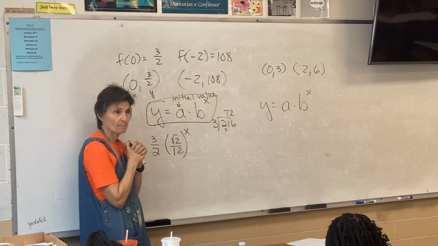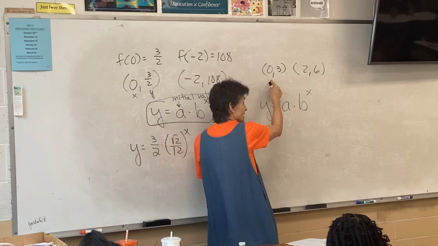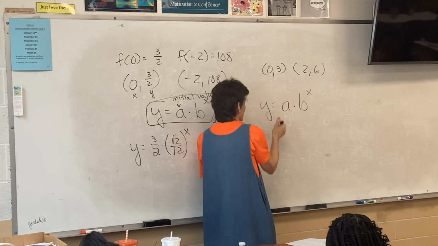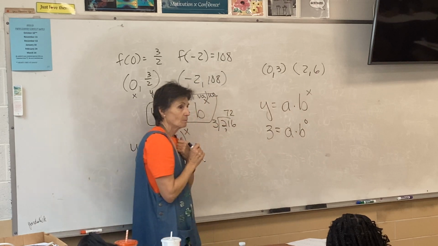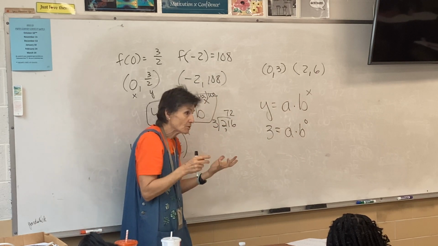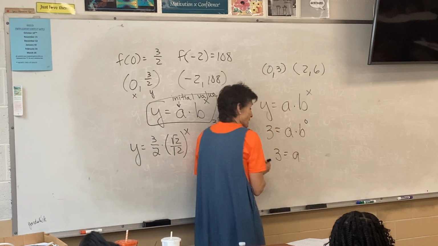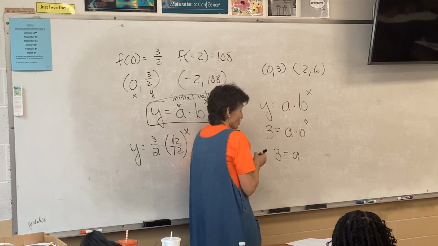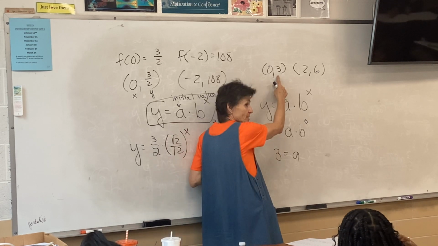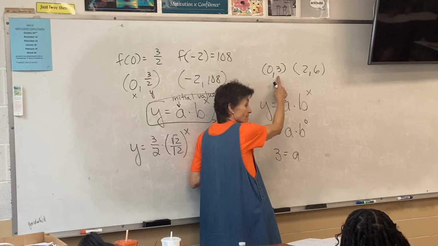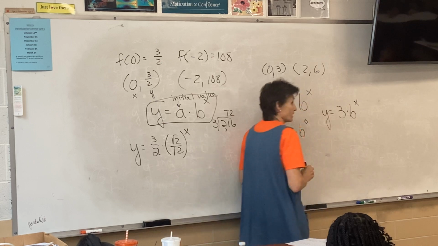We have to find A and B. You plug in the first equation, so you take this point right here. 3 equals A times B to the 0. Well, what happens? A turns out to be 3. That's gonna happen every time. So I'm okay if you can remember that. You can kind of skip this step because that's always gonna be your initial value, always. So y equals 3 times b to the x.